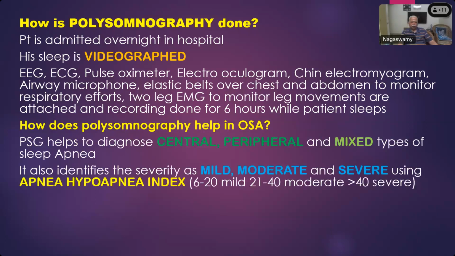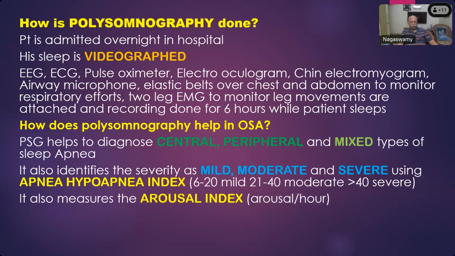Number one, it also identifies the severity as mild, moderate, and severe using what is called the apnea hypopnea index. 5 to 20 episodes is considered mild. If the apnea occurs between 21 to 40, it is considered moderate. More than 40 times of apnea is considered severe. So you can assess the severity.